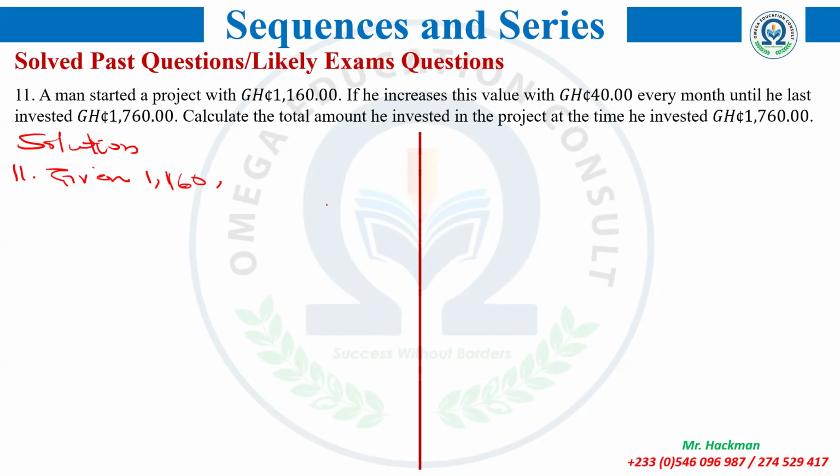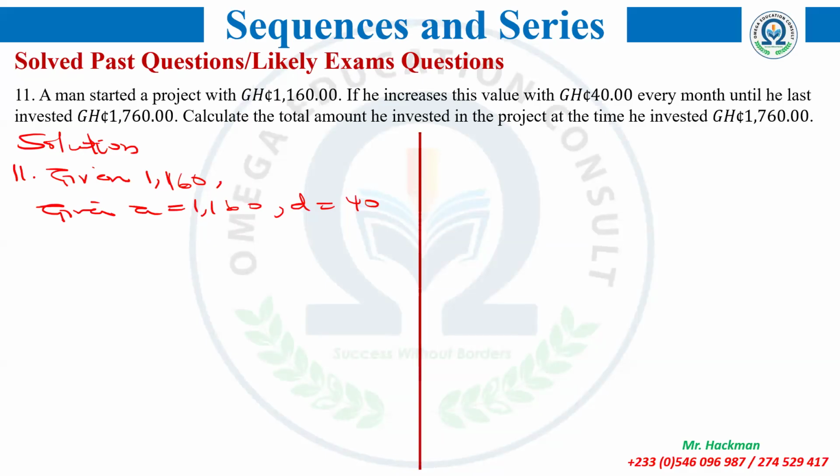So indirectly, I know I've been given my A to be equal to 1,160, and I've been given my D to be equal to 40. Do you agree? Once you have a D, you cannot talk of a GP, we are dealing with an AP. Is that not it? Should I come again, or is my point well made?